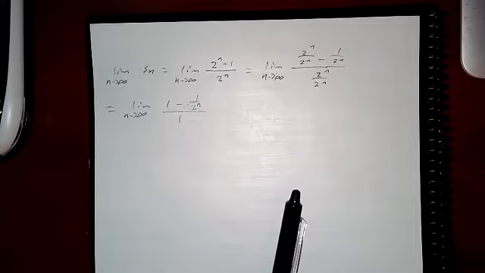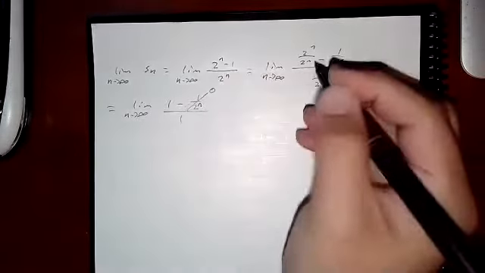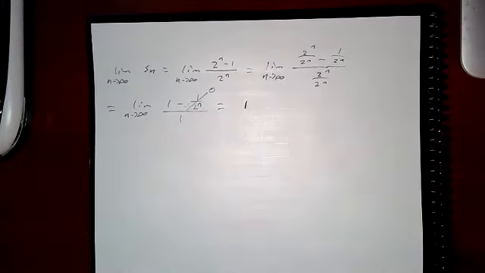Do you see what will happen to the 1 over 2^n? If you take the limit, this is 0, correct? Leaving you with 1. So the limit is 1.